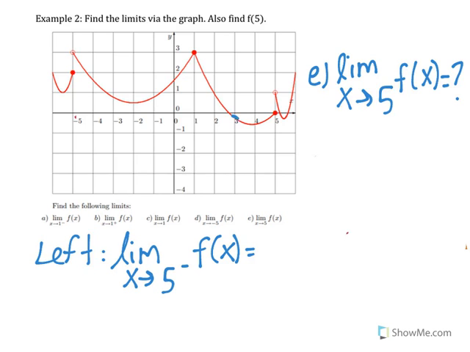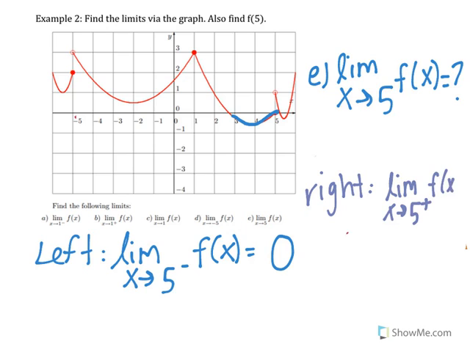So 5 from the left, I'm going to trace it. I end up getting to, remember, you're always looking for a y value, a y value of 0. My height is 0. So at that point, when I get to x equals 5, my y value is 0. I'm also going to find the right limit. So my limit as x approaches 5 from the right of f of x. So from the right, I'm going to trace it. What y value am I at? I'm going to go to a y value of 1.